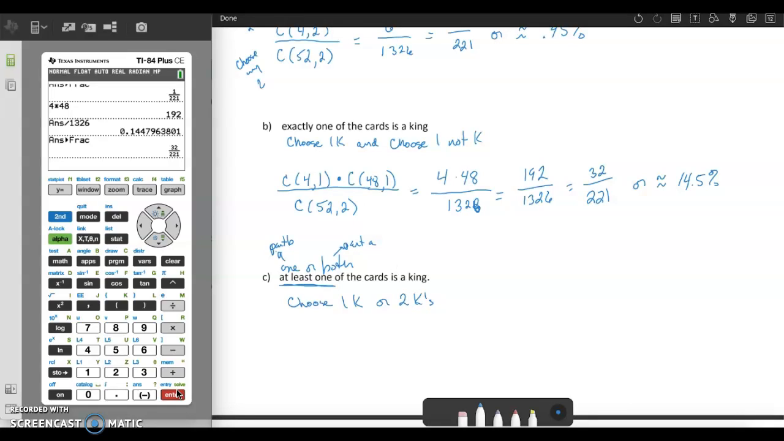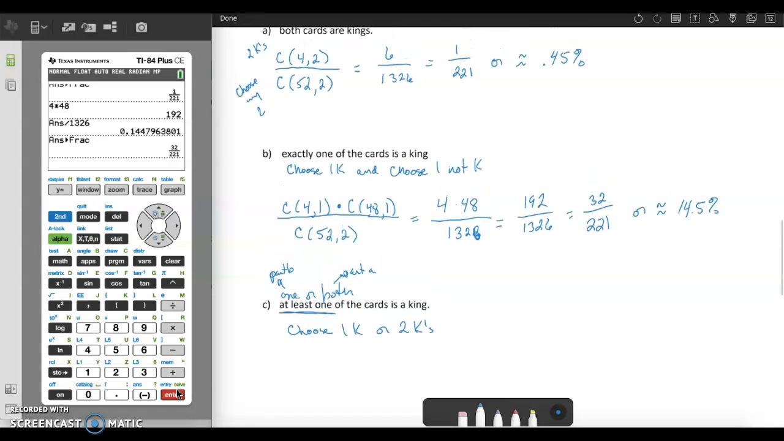Is there any way to choose 1 king and 2 kings at the same time? No. So these are mutually exclusive, which means we should just be able to add their probabilities together. I'm going to go back up to their reduced fraction forms, since those are both out of the same denominators. That would be 1 out of 221 plus 32 out of 221, which would equal 33 out of 221. And if you divide that out, you'll get approximately 15%. So it just ups that percentage a tiny bit, right? If we add those two together, we get right at 15%.